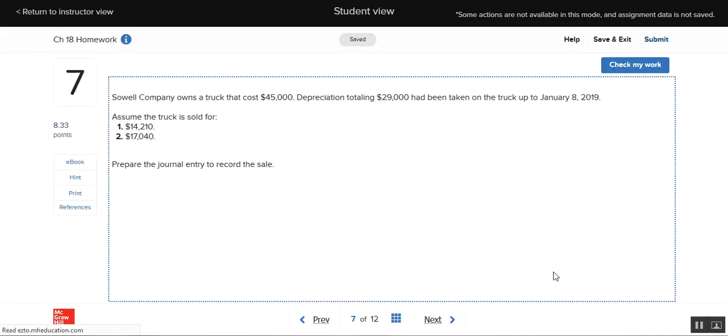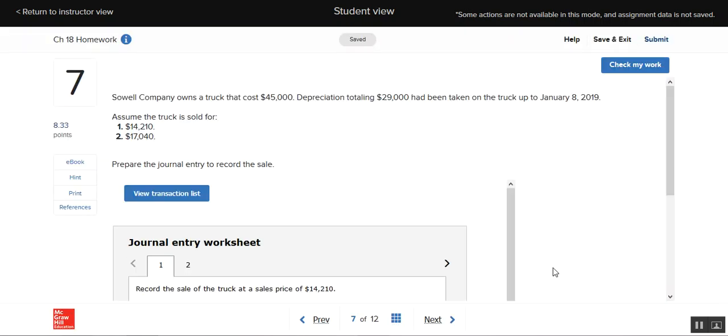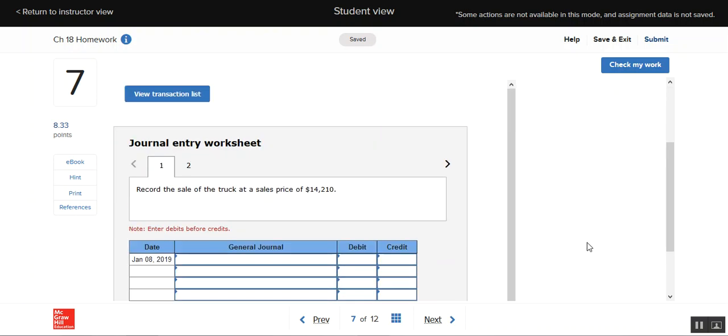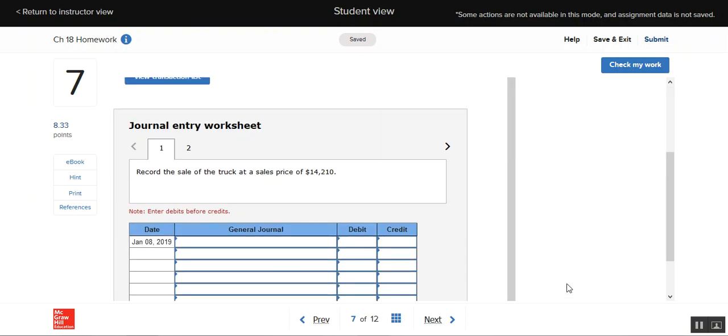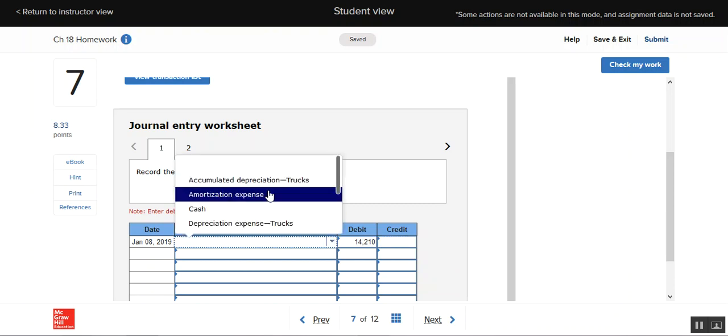Let's look at another one. All right, so a company owns a truck that costs $45,000. Depreciation totaling $29,000 has been taken on the truck. And then we've got 2 assumptions. We're going to sell the truck for about $14,000, and assumption 2, going to sell it for $17,000 some odd. So here we're going to record the sale of the truck at a sales price of $14,210. So I always like to start with what I know. We got cash. That's pretty straightforward.